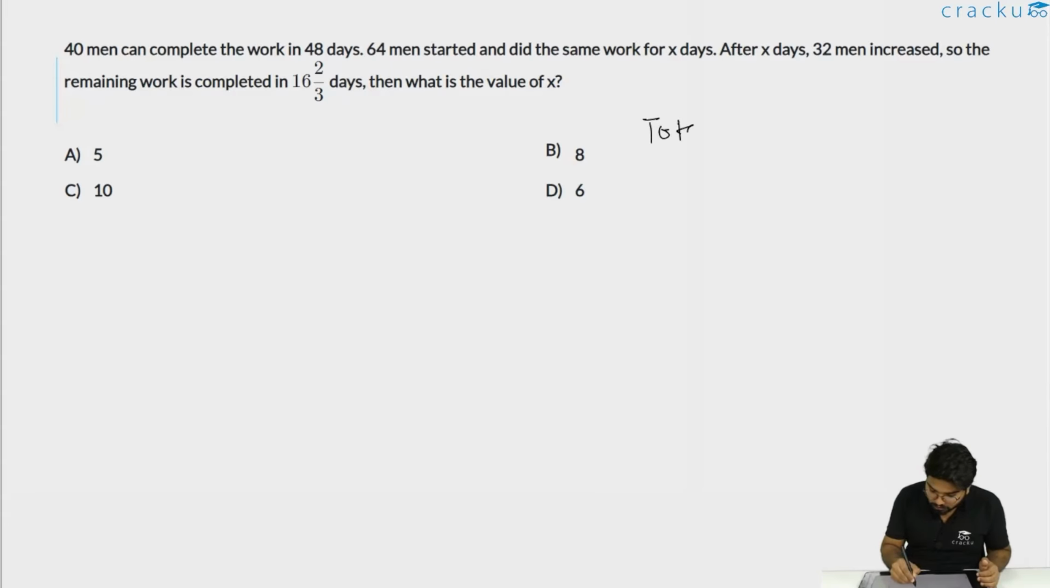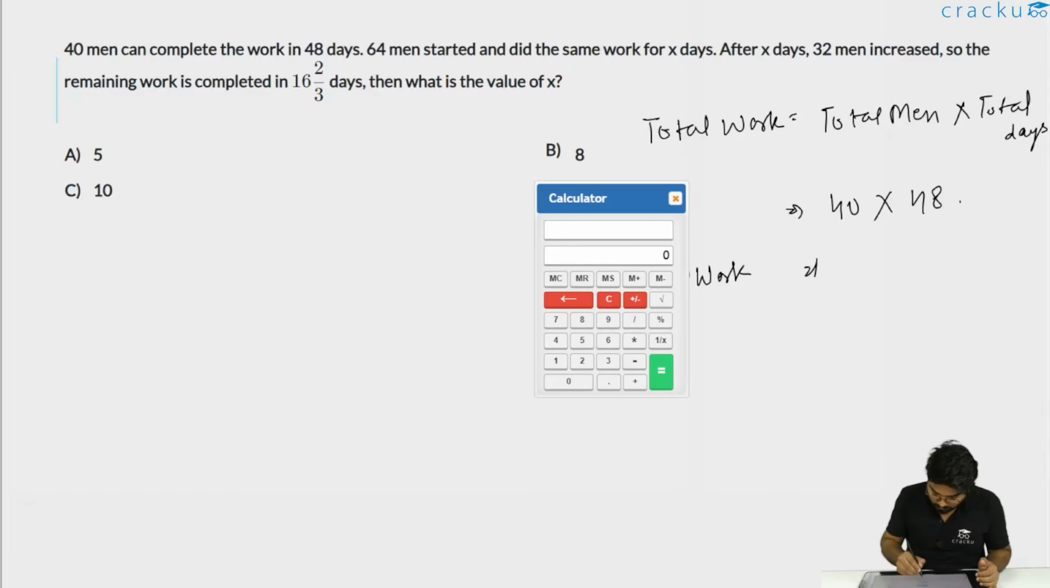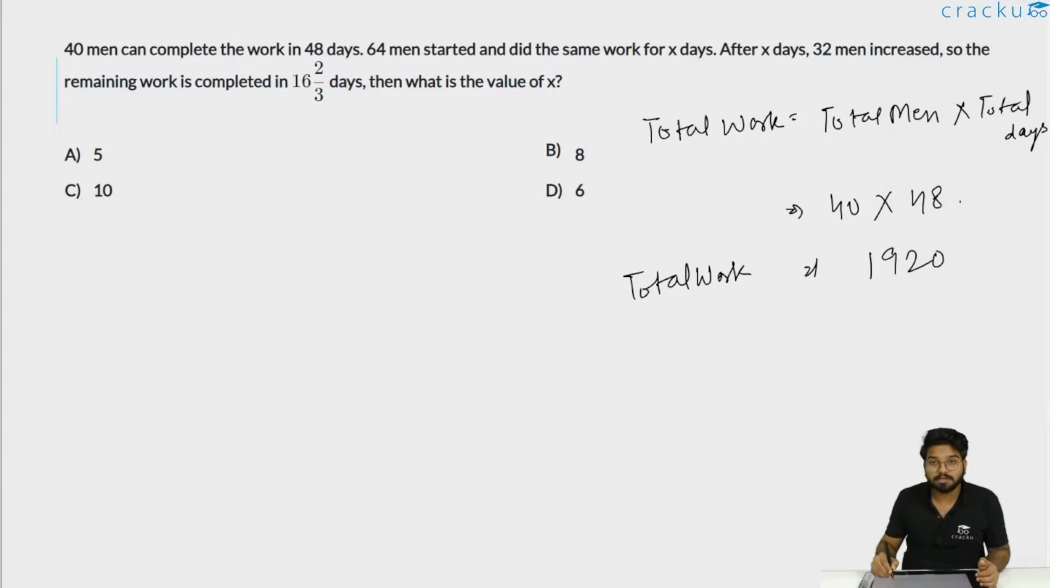So total work is equal to total men into total number of days. We are given total number of men who are working is 40 and total number of days it is taking is 48 days. So the total work will be 48 into 40, 1920, I think. 48 into 40, yeah, 1920. This is the total work. We can assume this to be units or man days.